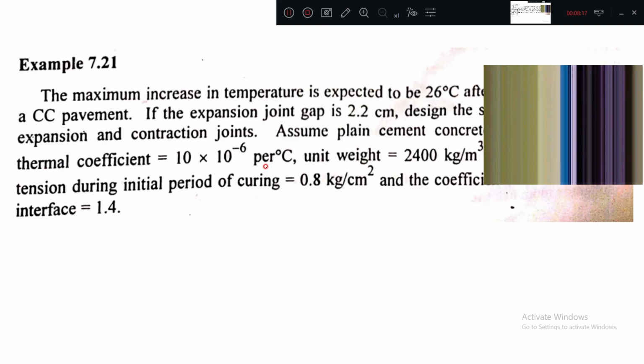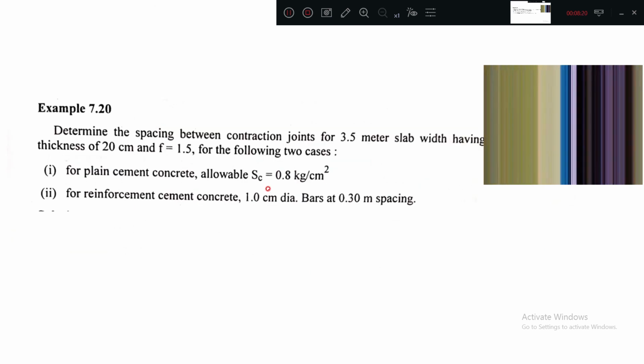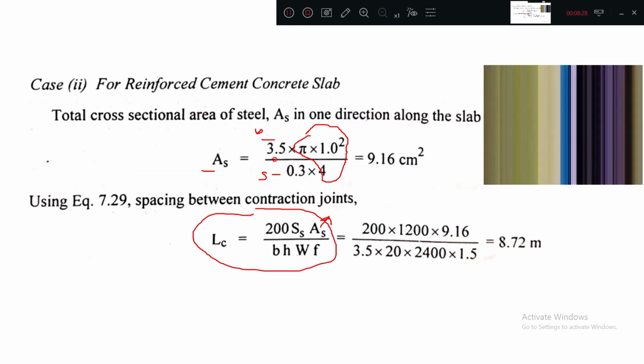So in the question, what have they given? 1 centimeter diameter at 0.3 meter spacing. So that is why B is given and 0.3 meter spacing is given. Now see here it is in centimeter. Lengthwise data are substituted in meters. Here pi d square by 4 gives small AS, the area of one bar. So the area of steel comes to 9.16 centimeter square.